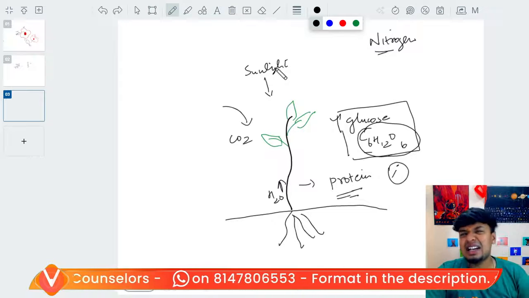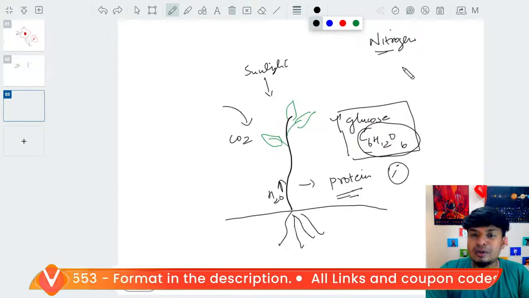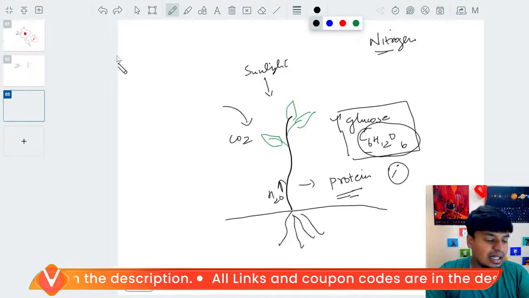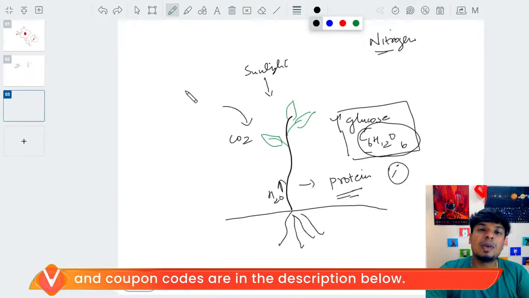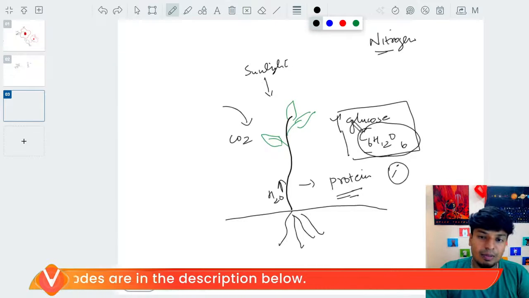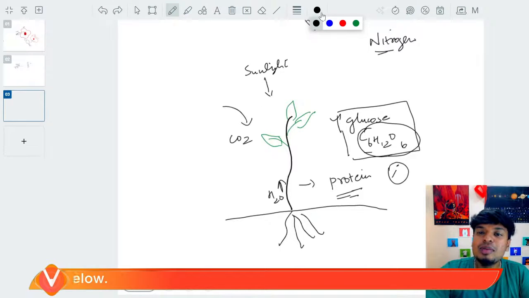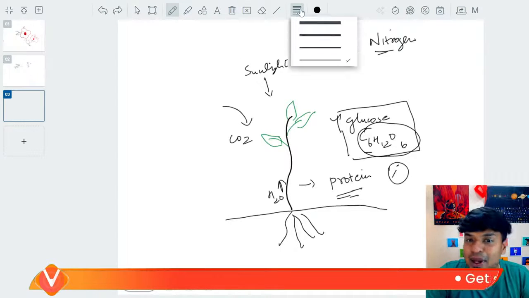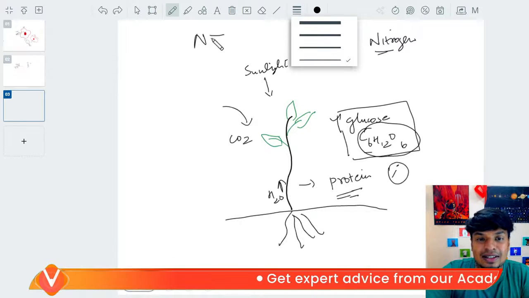But nitrogen is present everywhere around us. What is the percentage of nitrogen, guys? 78%. So much nitrogen is present all around us, no? But the problem is, nitrogen cannot be taken directly by the plant. Why? Nitrogen is present like this.